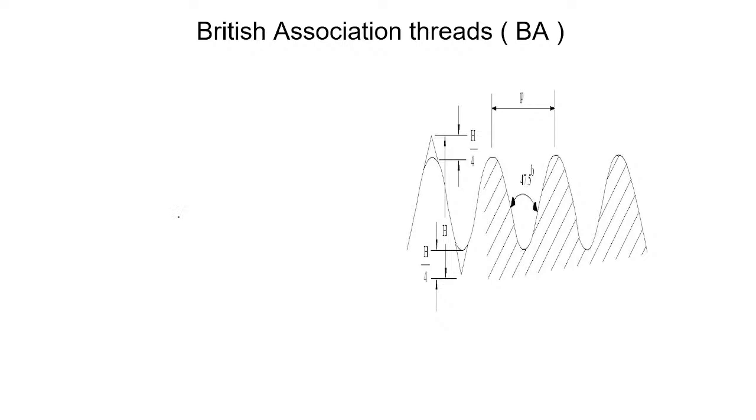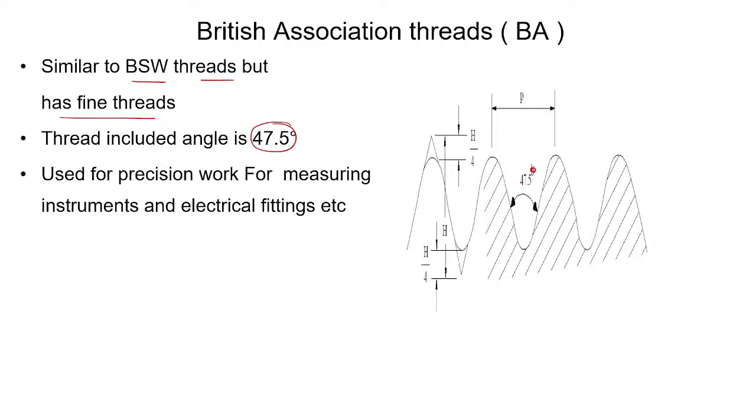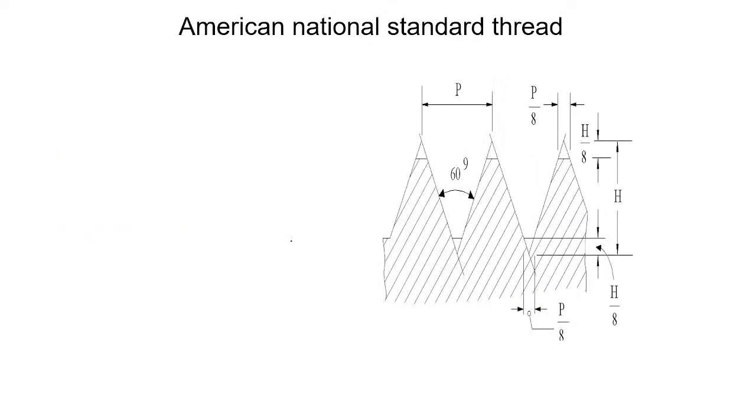Next is the British Association thread. It is similar to the BSW thread, but it has fine threads. The angle included between the flanks is 47.5 degrees. It is used for precision work, for measuring instruments and electrical fittings.